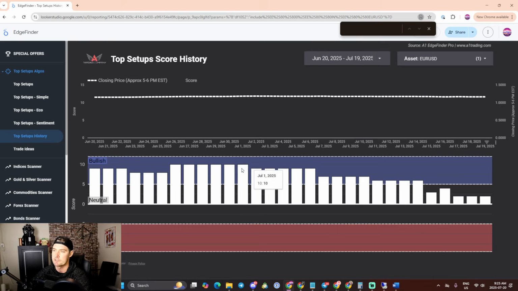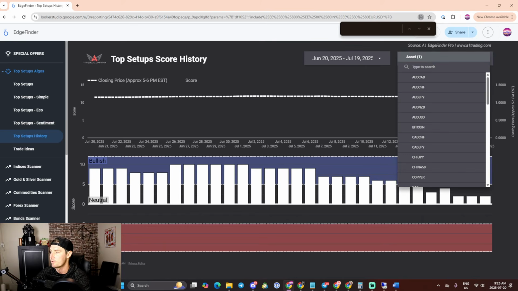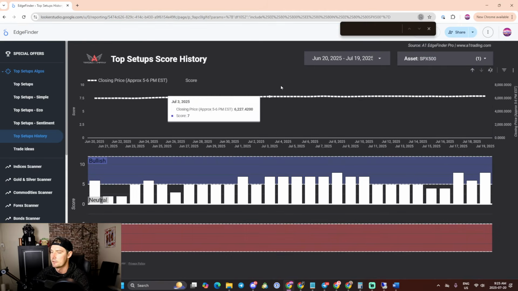And if we look at the EdgeFinder, once again, let's go to top setups here. And you can see that the SPX is very bullish at the moment. And it's just been bullish for so long. If I pull this up on the history report here, we can see we're a little bit choppy, but we've been sustaining this bullish score for quite some time. And even when it was dropping a bit, we were still very strong. It was still running up, and now we're even in better shape.